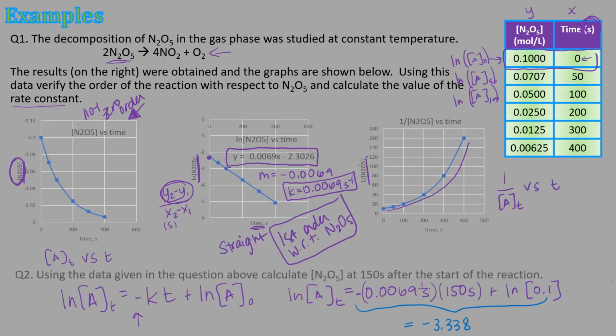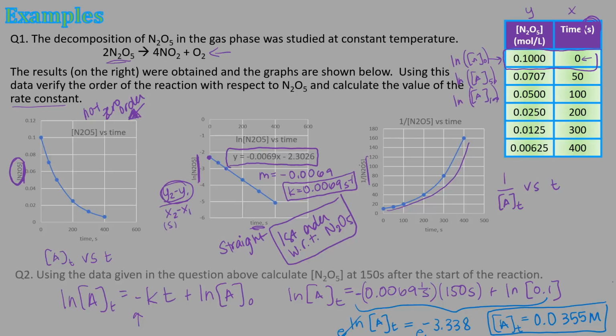And that's going to be equal to the natural log of N2O5 at time t. So I need to get rid of natural log, and the way that I do that is I use E, right? That second natural log on your calculator. So that gets rid of this. And E raised to the negative 3.338 would tell me that A at time t, or N2O5, because that's the reactant that we're looking at, is equal to 0.0355 molar.